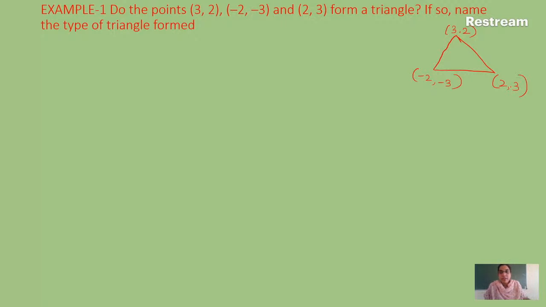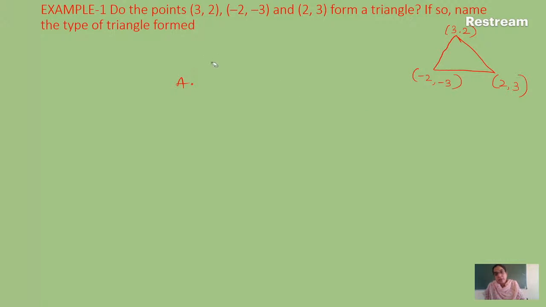For this question, what is the first condition for the 3 points to form a triangle? Suppose we are given 3 points, say A, B and C. These 3 points are going to form a triangle only if AB plus AC is greater than BC. This is the condition. The sum of two sides should be greater than the third side. We all know that, right?